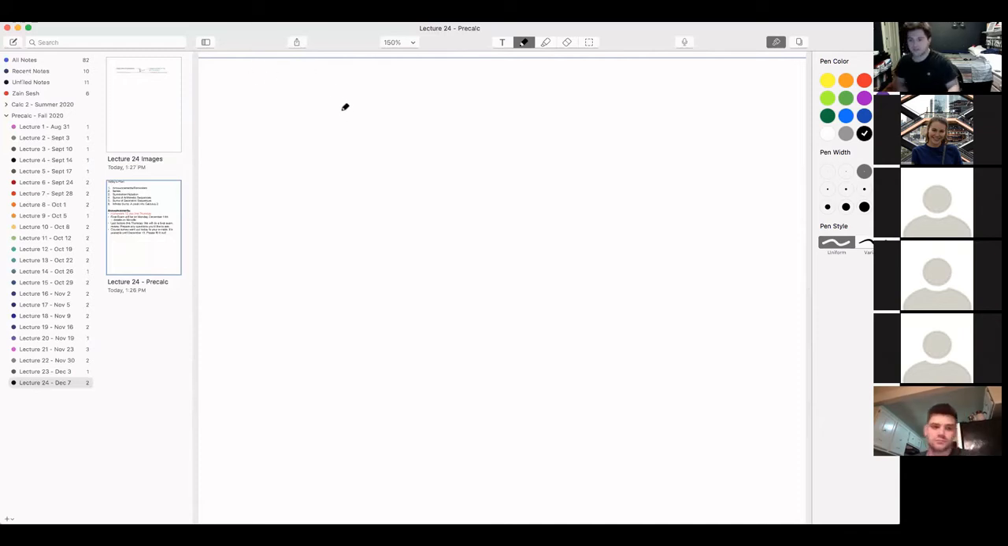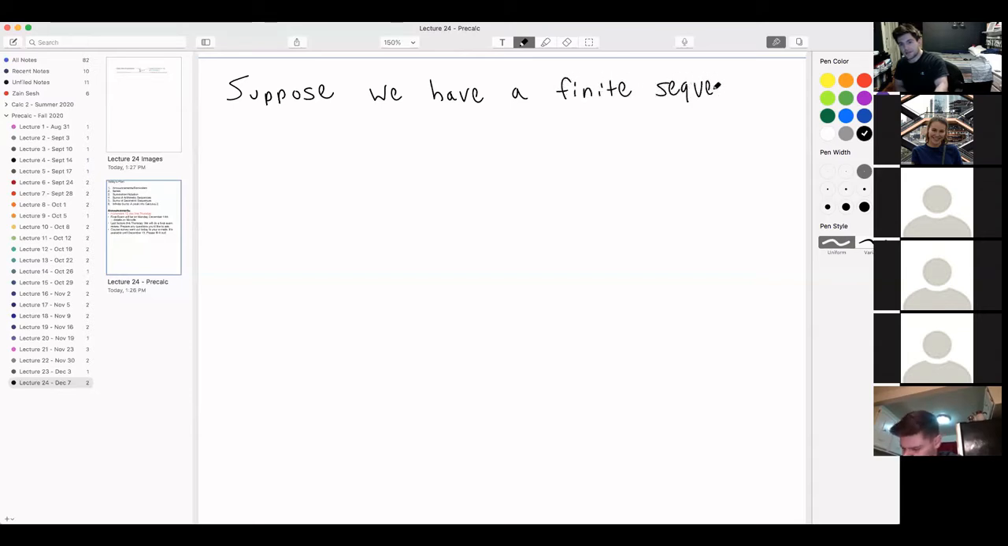Let's just set the stage here. Suppose we have a finite sequence. Okay, so a finite sequence is going to be a sequence with just finitely many terms.